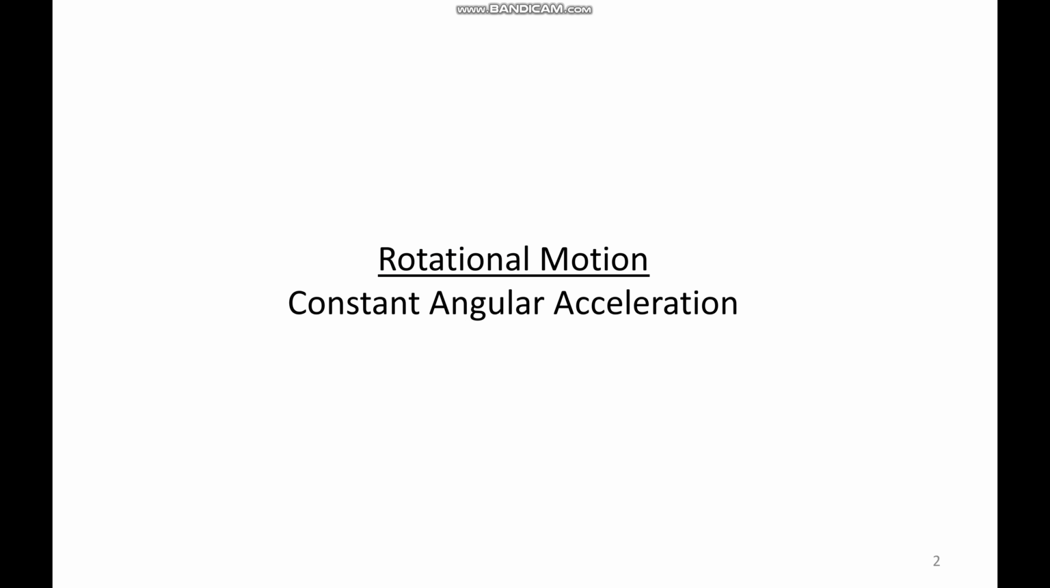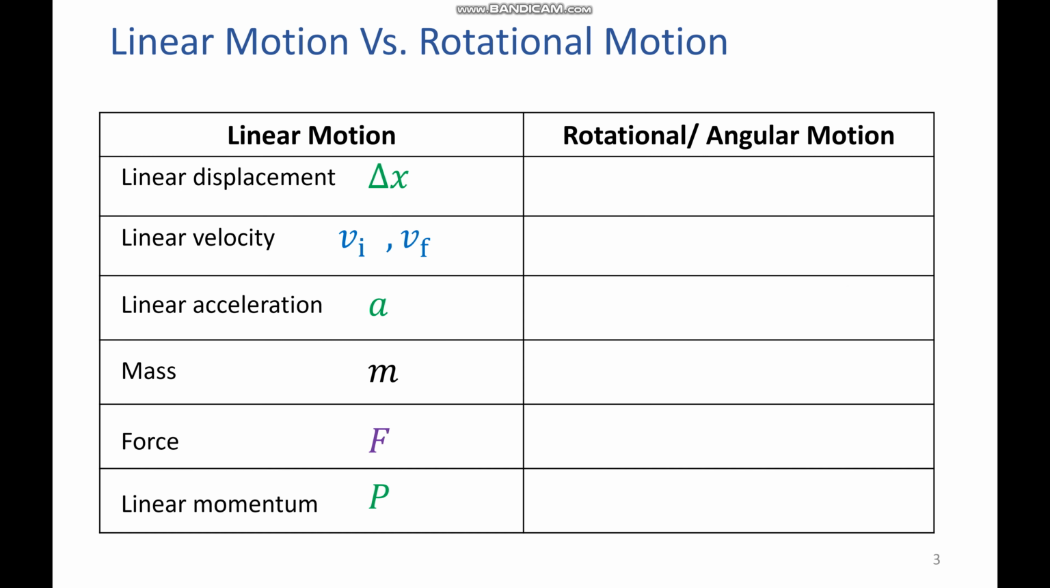We're going to be talking today about rotational motion, and we're going to focus on constant angular acceleration. And just to start off, we want to remind you guys about what you've been doing this whole semester so you can compare it. So we've got our linear motion like we've been doing. Remember, our displacement is delta x, your velocity is v initial, v final, your linear acceleration is a, and then your mass, force, and momentum are m, f, and p.